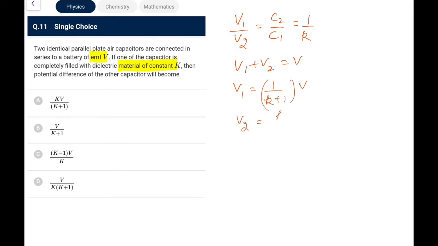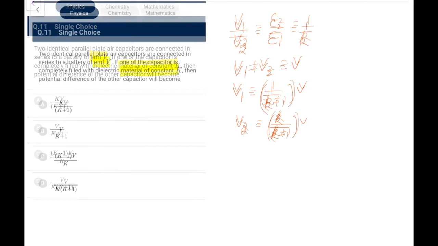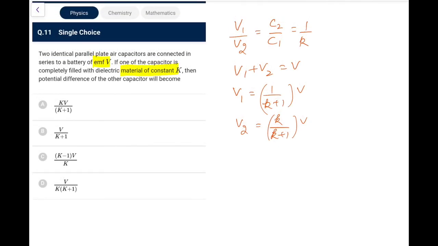V2 comes out as K upon K plus 1 times V. The question is asking for the potential difference of the other. Other means I have put it in 1, so it would be in 2, so V2 is this much. So this is V2 that I will have as the answer. Which option is it? This is coming out as option A, so go for it.